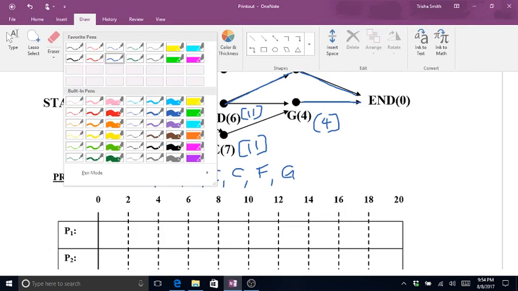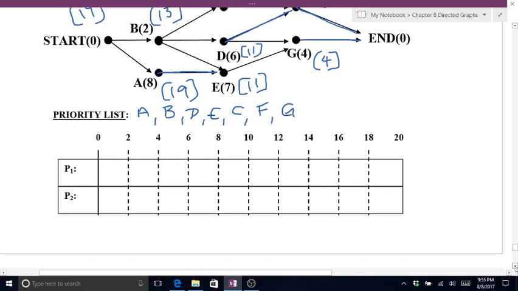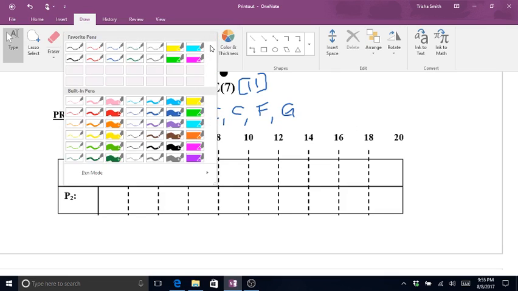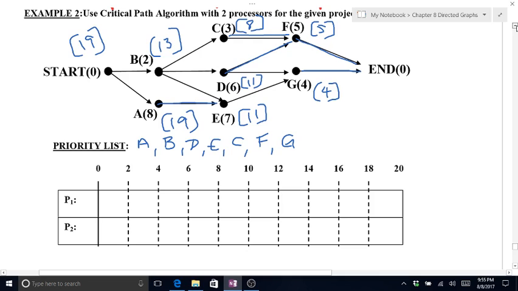Switch up colors here. Actually, let me scroll a little bit first. Okay, now let me switch up colors here. I scrolled too far. Of course I did. Okay, now let me switch up colors here.